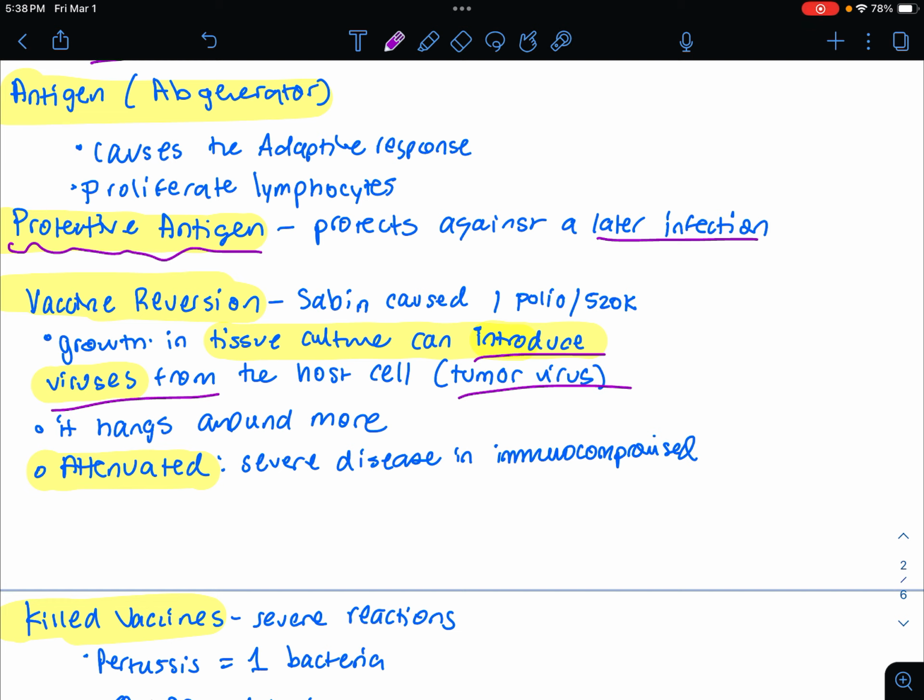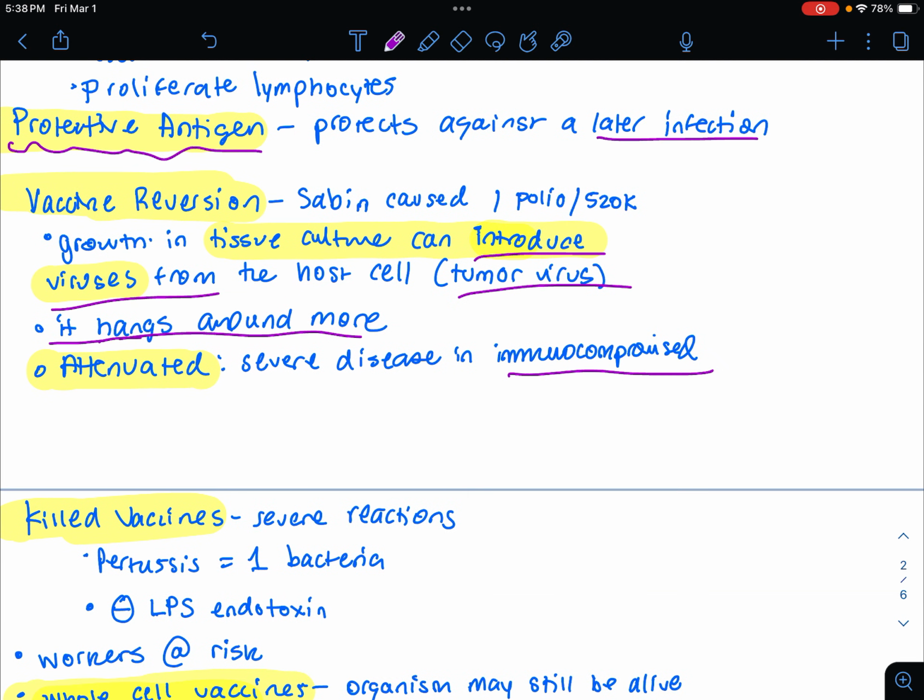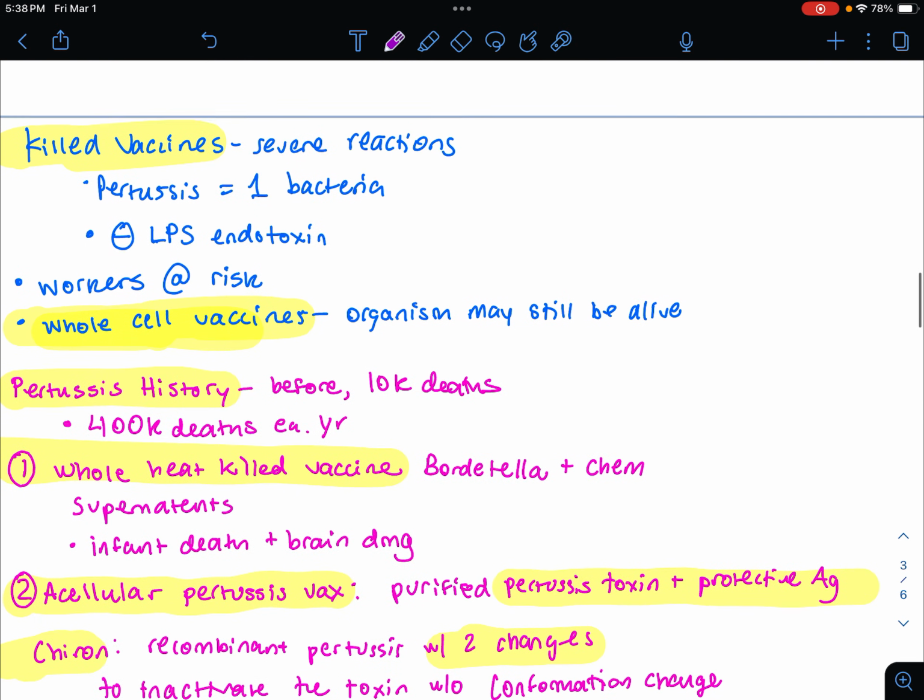The attenuated pathogens can produce severe diseases in immunocompromised individuals. The reason why the live vaccine has this strong response is because it hangs around more. The organism is dividing, so it's around more, so there's more of a chance of the response of the body against it.